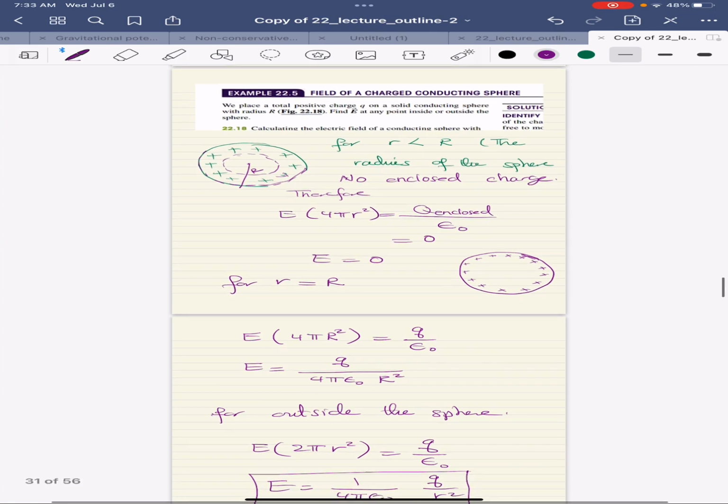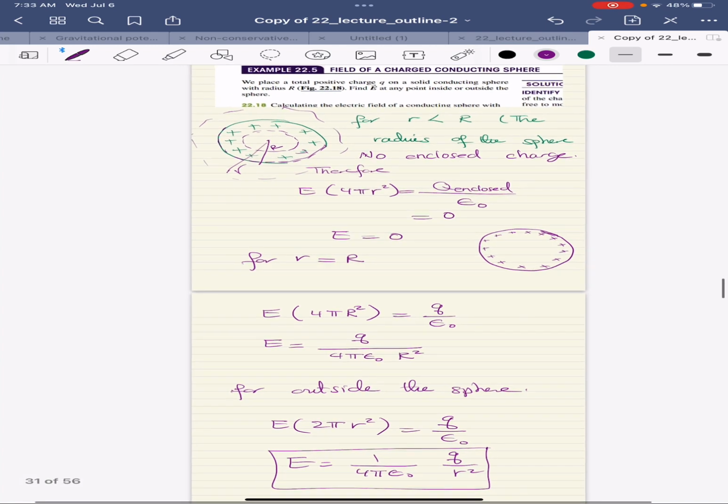Now, for outside the sphere, I can have my surface outside here with a radius r, and then E times 4 pi r squared, because this is the surface area of a sphere, equals Q over epsilon 0, and then this is the electric field.